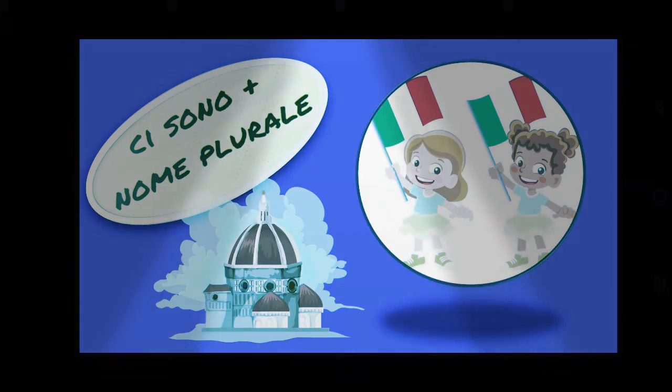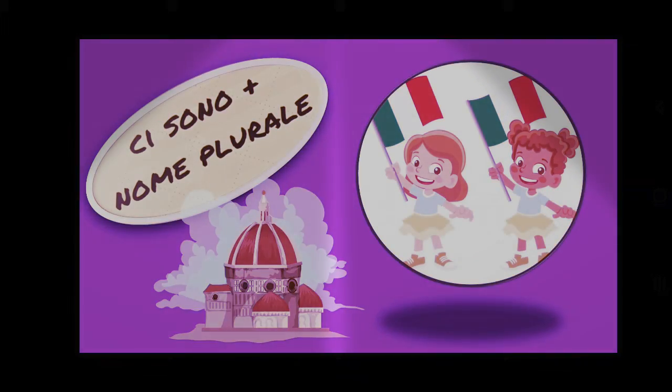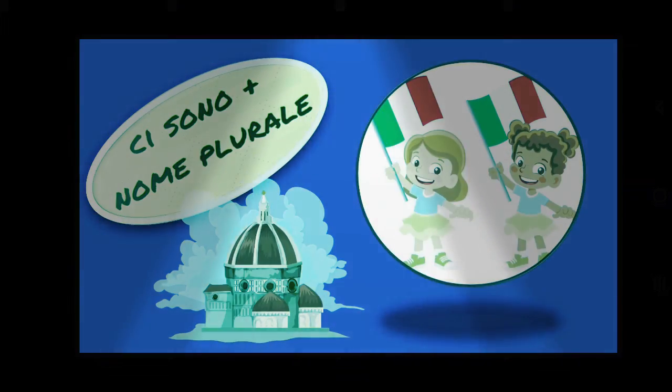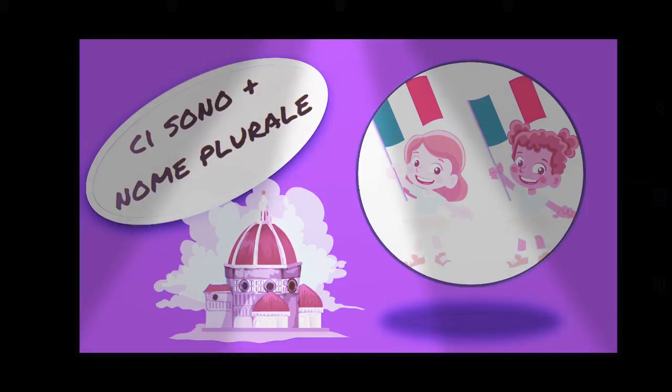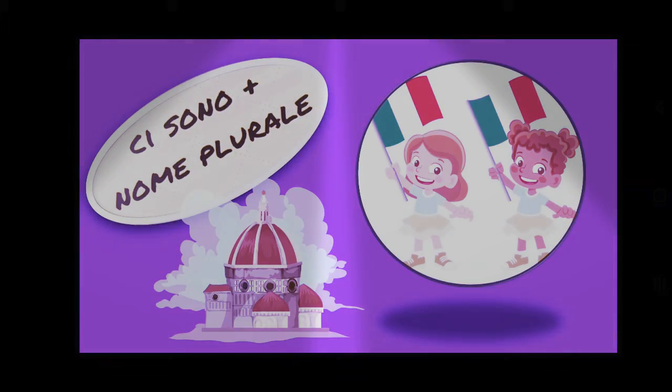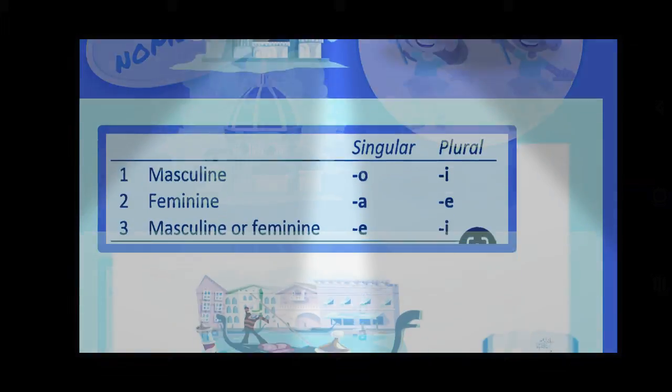Now, let's check the other side. The complete word ci sono is used for plural nouns. When we use ci sono, the structure is as follows. Ci sono at the beginning, then we specify the quantity of the noun, be it more than one, of a thing or person in a determinate place. For example, 2, 3, 4, 5.